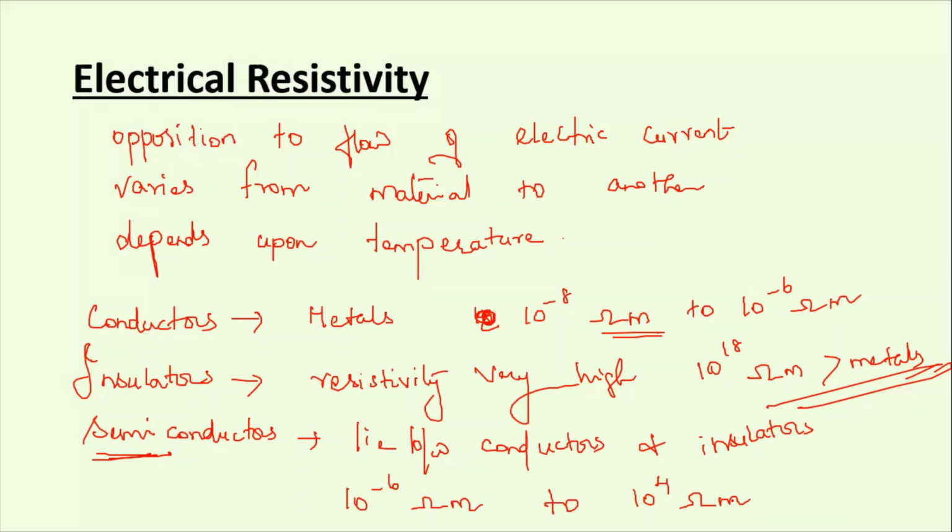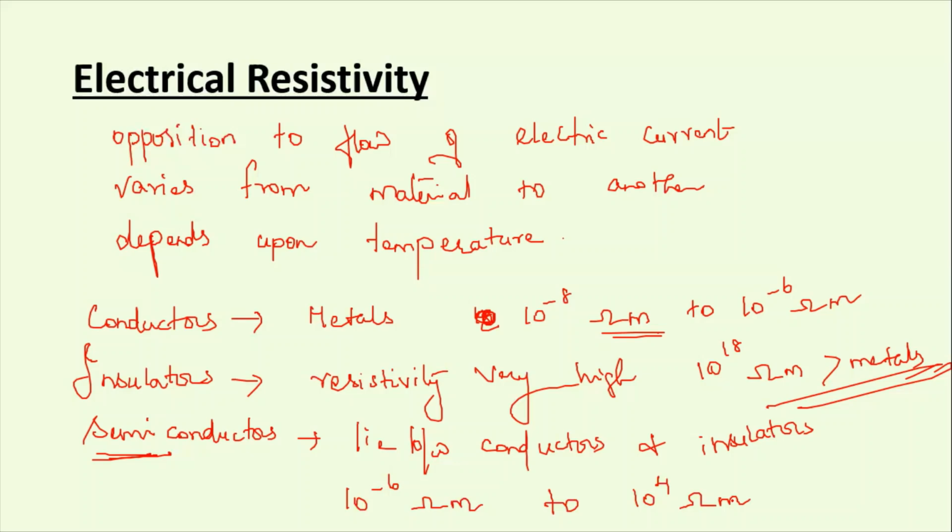And then the next comes insulators. The resistivity is very, very high. They do not allow electric current to flow through them, and the resistivity is of the order of 10 power plus 18 ohm meter. Semiconductors, the conductivity lies between conductors and insulators. The range of resistivity is 10 power minus 6 ohm meter to 10 power 4 ohm meter.